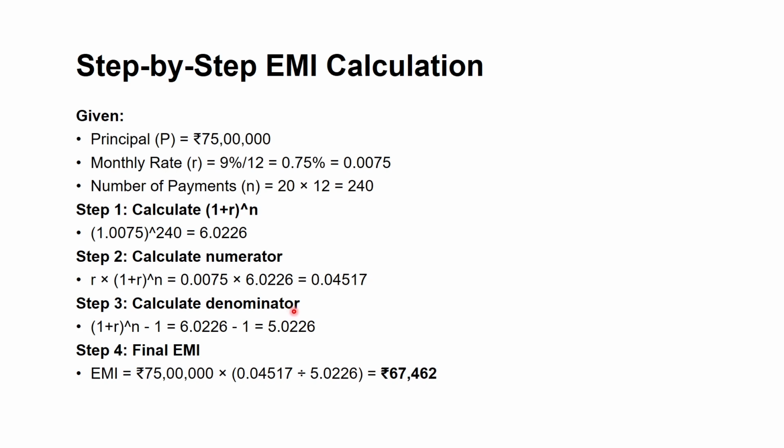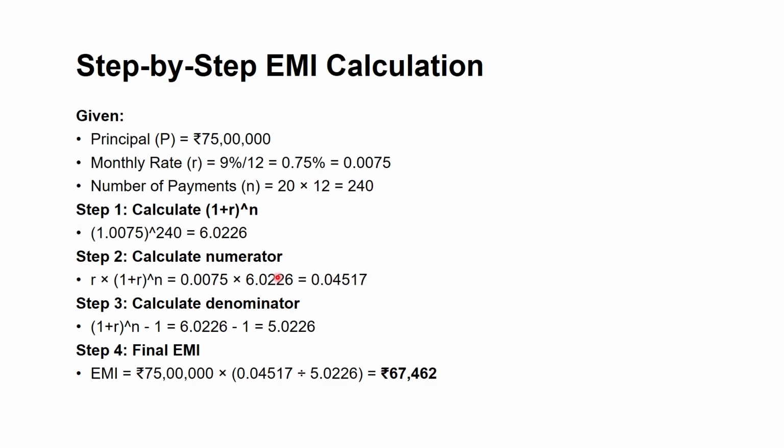Step 2 calculates the numerator. Our monthly rate times this growth factor gives us 0.0517. And then step 3 finds the denominator: 6.0226 minus 1 equals 5.0226. Finally, we multiply our principal by the ratio of the numerator to the denominator.